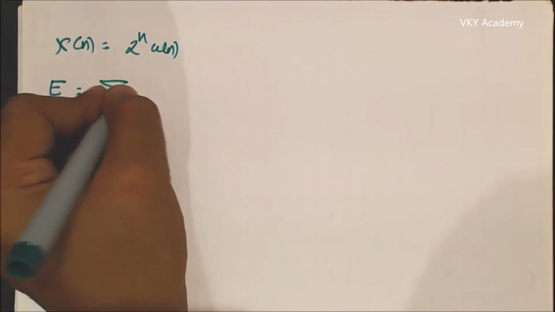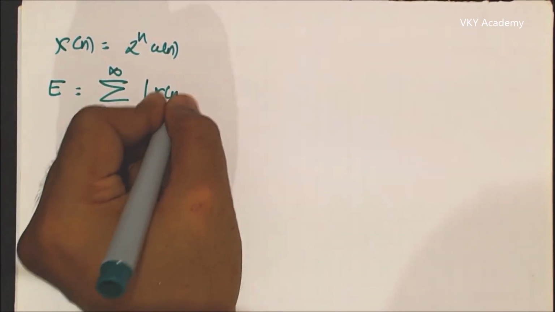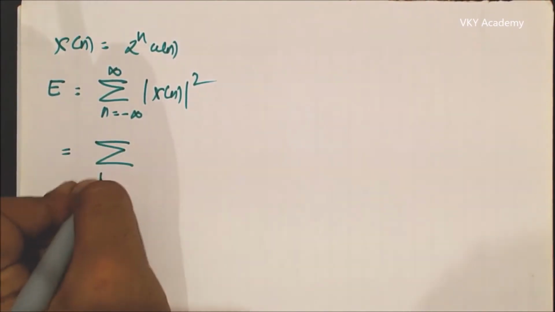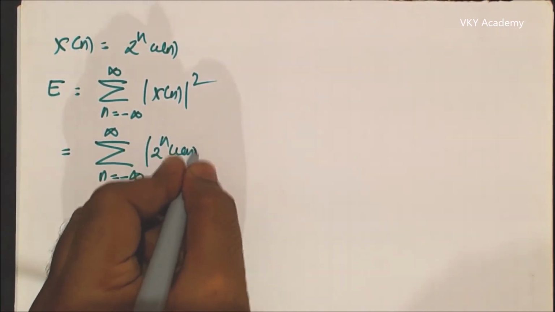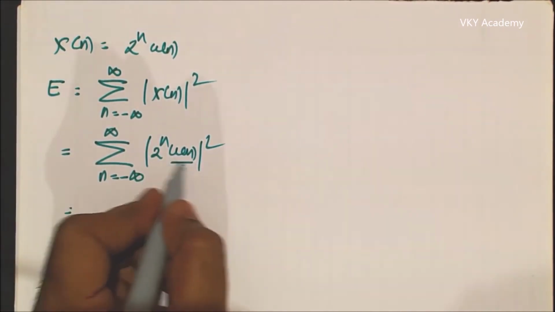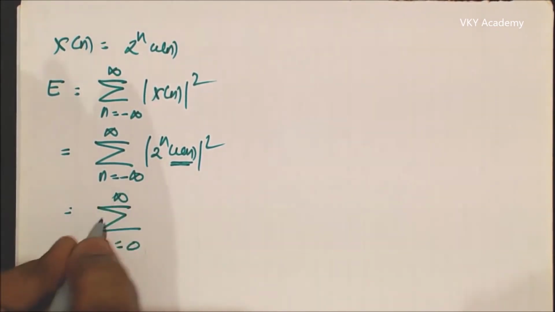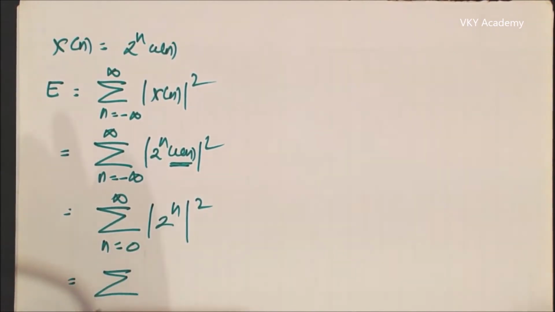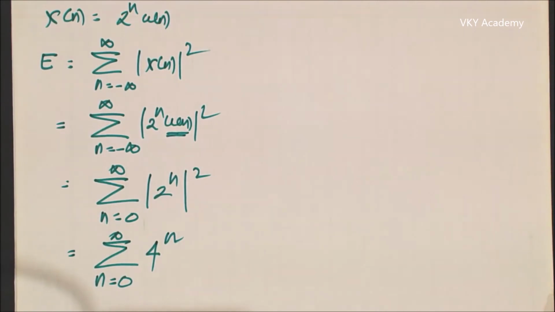We know that E is equal to summation n equal to minus infinite to infinite mod of x of n square, which is summation n equal to minus infinite to infinite of (2 to the power n u of n) square. As the unit step function is here, my limit will be from n equal to 0 to infinite. So I can write (2 to the power n) square, which can finally be written as summation n equal to 0 to infinite 4 to the power n.